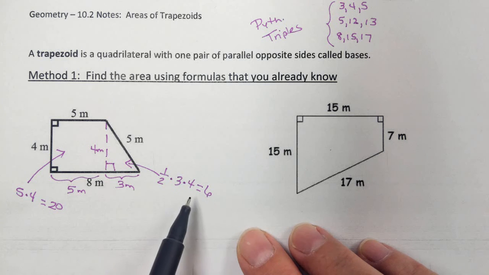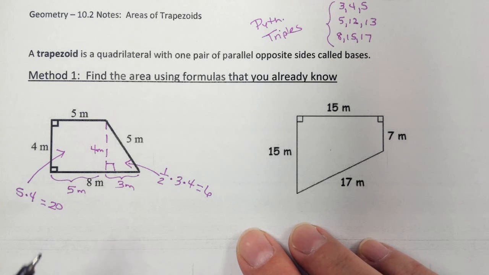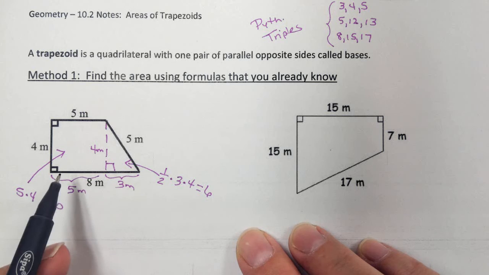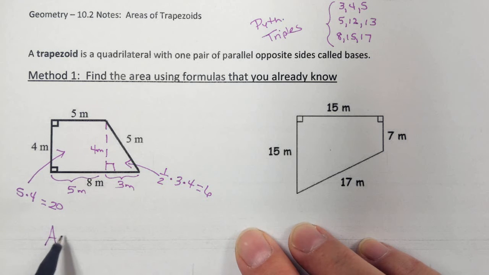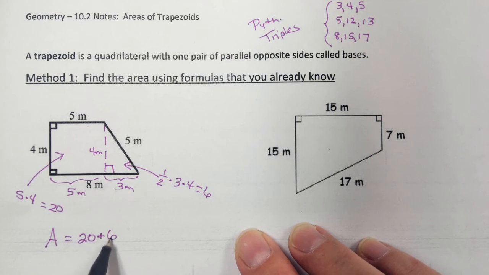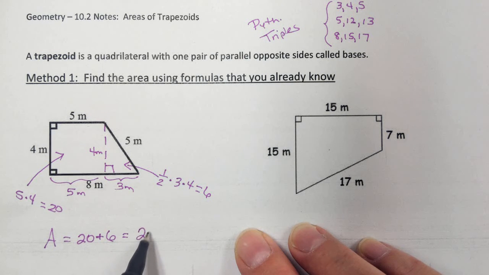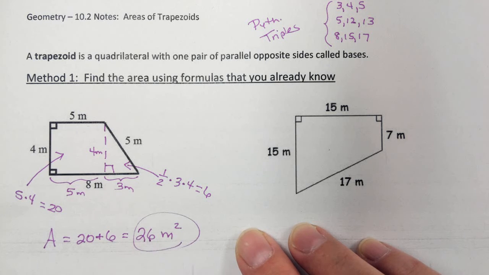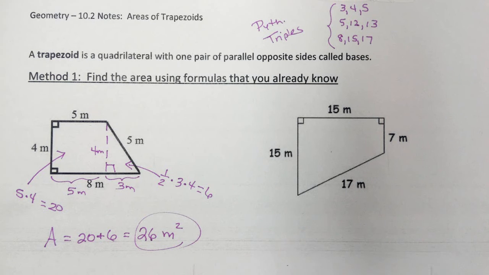If the numbers get uglier, by all means pick up your calculator to do the multiplication, but most of the time you can do it without a calculator. So we have a piece that has an area of 20 and a piece that has an area of 6. When you add those areas together, you get a total of 26 square meters of area for the whole figure.